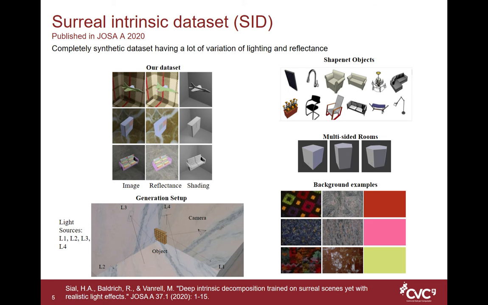Secondly, we developed a completely synthetic dataset of 25,000 images called the Surreal Intrinsic dataset. This dataset uses the ShapeNet objects in multiple-sided rooms. For this dataset, we use multiple light sources with multiple camera positions. This dataset has a lot of variability of the reflectance and the shading.